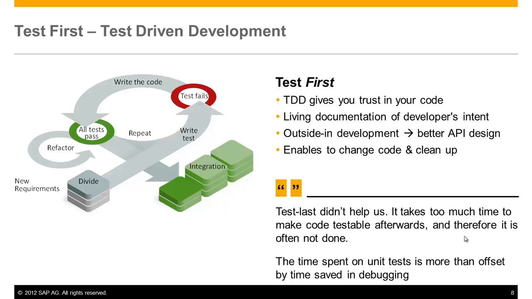Two interesting quotes about this from practitioners who have been doing this for a while. So one said that test last didn't help because it takes too much time or too much effort to make the code testable afterwards, and therefore it is often not done. This has to do with the design impact: testability of code comes when you develop it test-driven. If you don't, then it's very hard to add this later on, and we'll see in a minute more details about that.